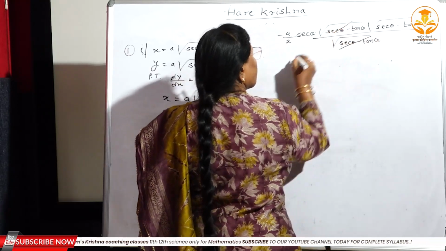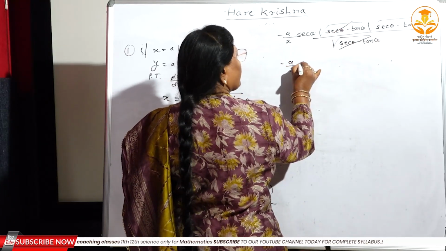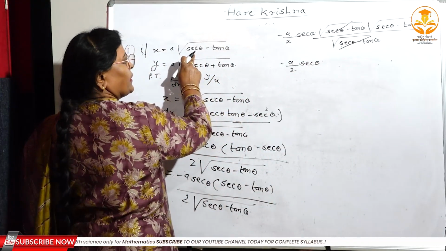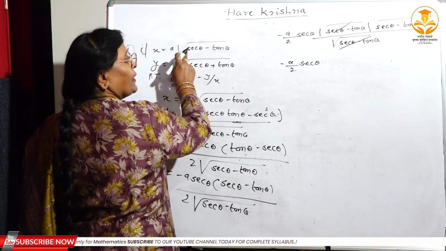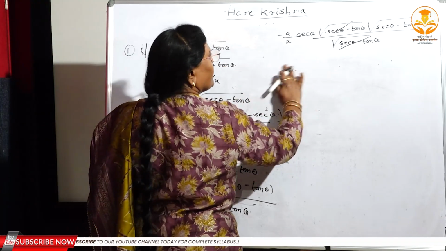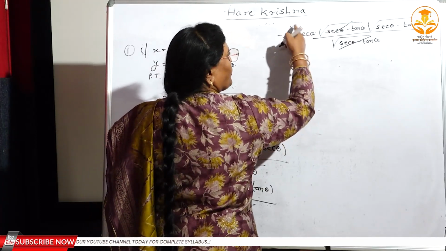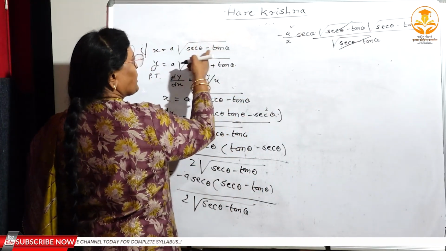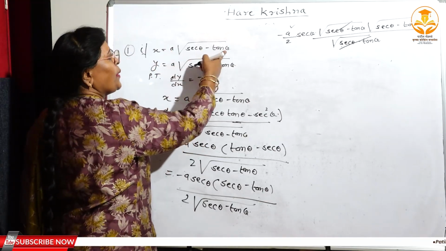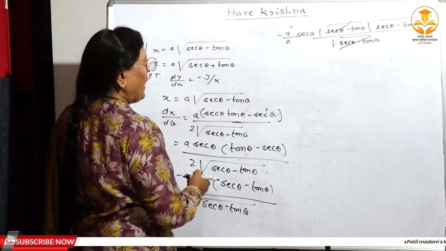Again one root gets cancelled, minus a by 2 sec theta, and again if you observe this, the sec theta minus tan theta, you can consider a also here, a into root of sec theta minus tan theta, it is nothing but x, right?